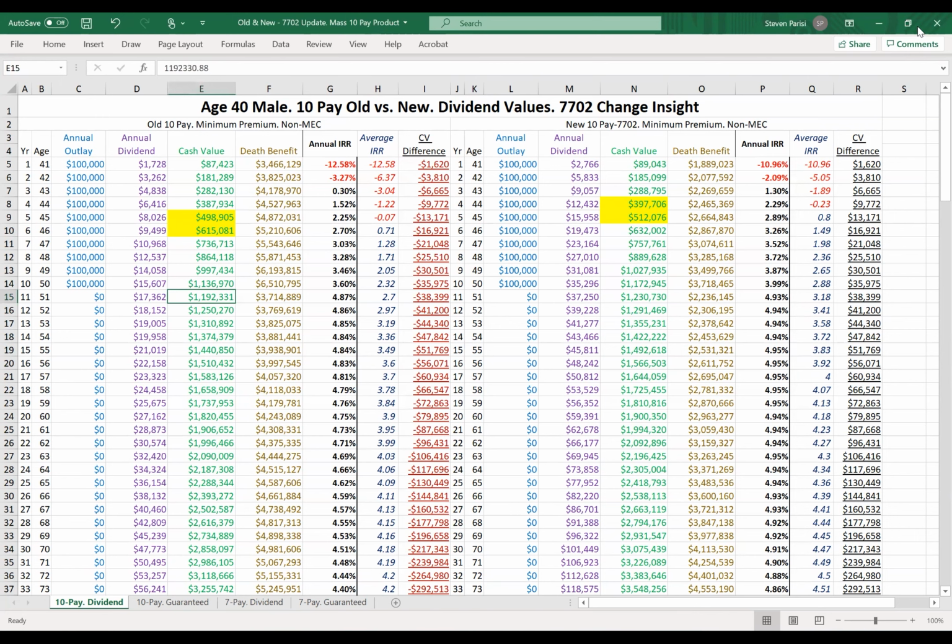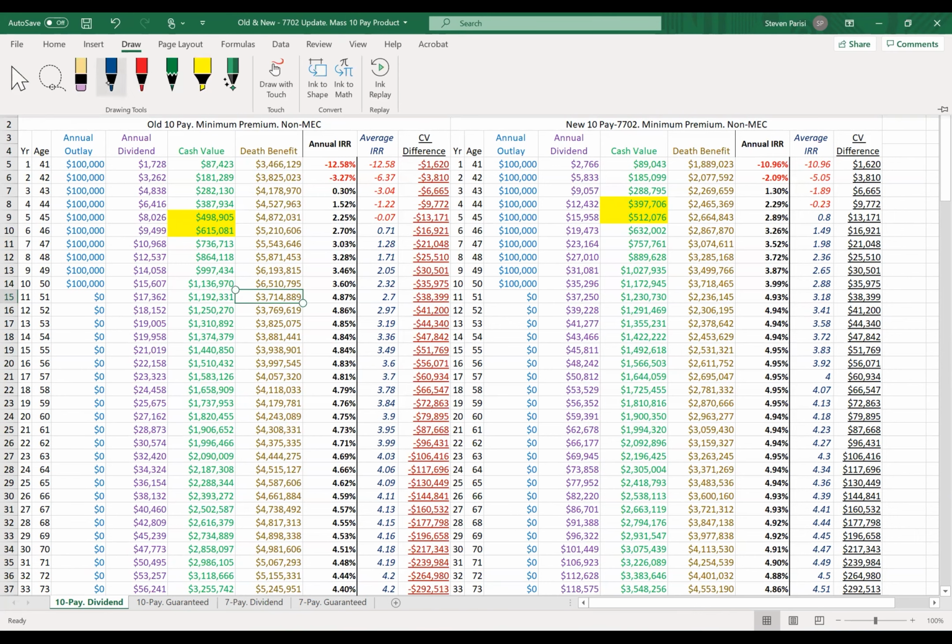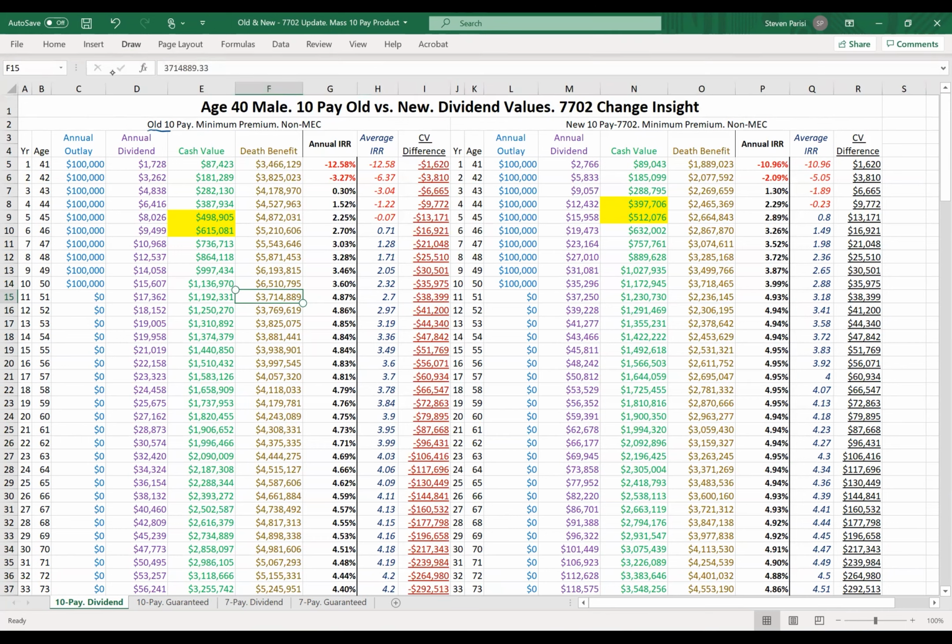On the left, we've got the old 10-pay product. What we did was just peel the numbers directly from the spreadsheets or the illustrations we just looked at. Old 10-pay, minimum premium, non-MEC. And you'll see everything matches up. 87,423 right off the bat. There's our death benefit. That gives us the MEC limit of about 125, which annual internal rate of return, negative 12.58%, which is common for a traditional whole life insurance product. Average IRR in the first year will be exactly the same. Scroll your eyes to the right.